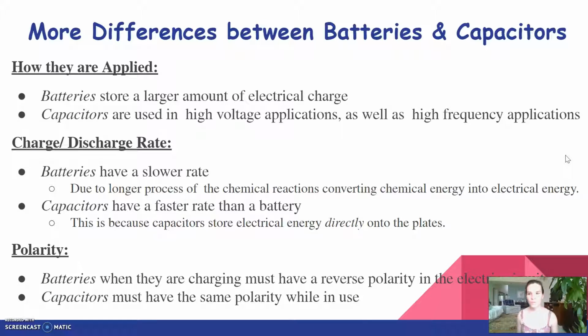And then how are they applied? Batteries store a larger amount of electrical charge, while capacitors are used in high voltage applications and high frequency applications. Batteries discharge at a slower rate because of the chemical reactions. Again, capacitors have a faster discharge rate because their electrical energy is right there directly on the plates. Batteries have a reverse polarity in their electrical circuit, and capacitors have the same polarity while in use.